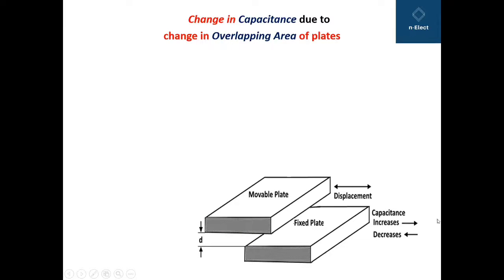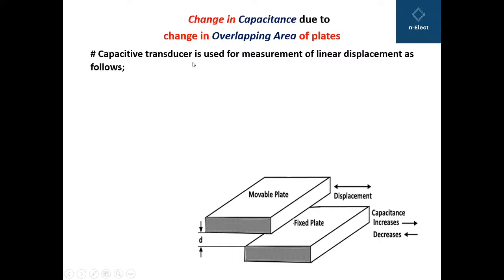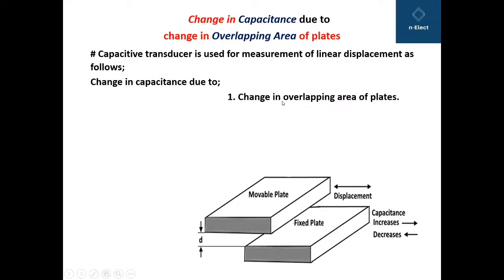Here we have shown a parallel plate capacitor with the bottom plate as a fixed plate and the top plate as a movable plate. The distance between the plates is small d, and the displacement of the plate can be done either to right or left. The capacitance of this capacitor will increase if the overlapping area increases, that is, if the plate is moved to right, and if the overlapping area is reduced, that is, if the plate is moved to left, the capacitance will decrease. Capacitive transducer is used for measurement of linear displacement as follows.